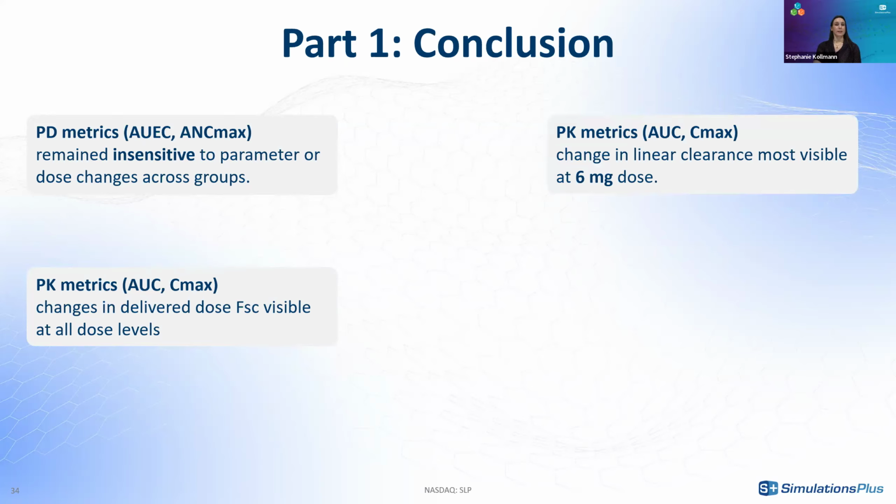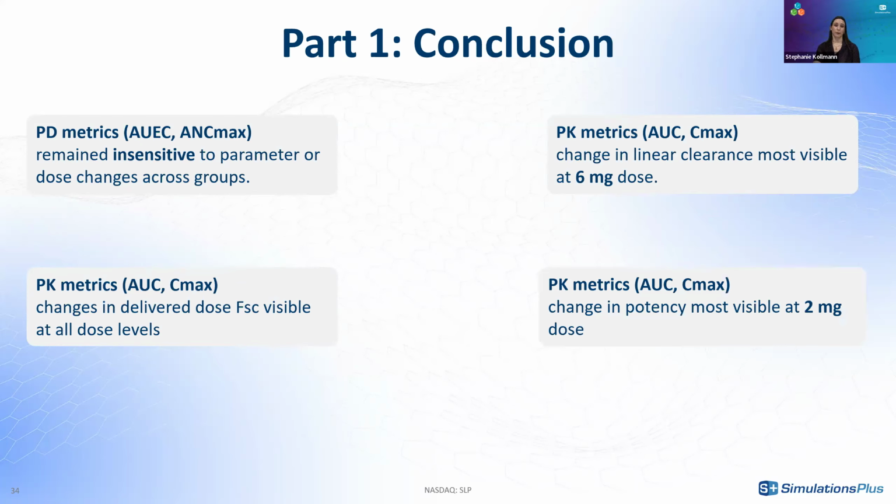Next, for linear clearance, the change in linear clearance is most visible at the 6 milligram dose. So at that dose, the linear clearance contribution is no longer negligible. So small clearance differences translate into measurable changes in overall exposure. And that's exactly the kind of clinically relevant PK difference a biosimilarity study should be powered to detect, especially at the therapeutic dose.